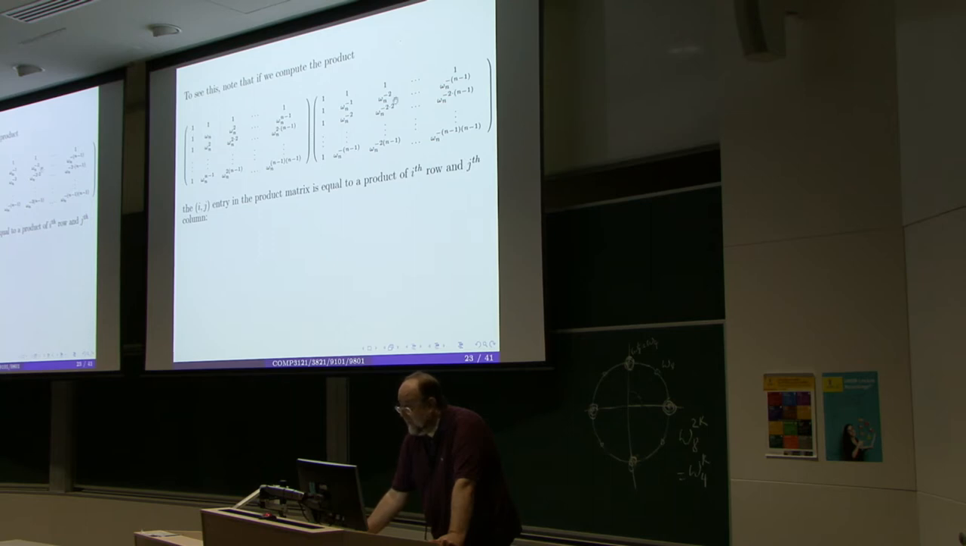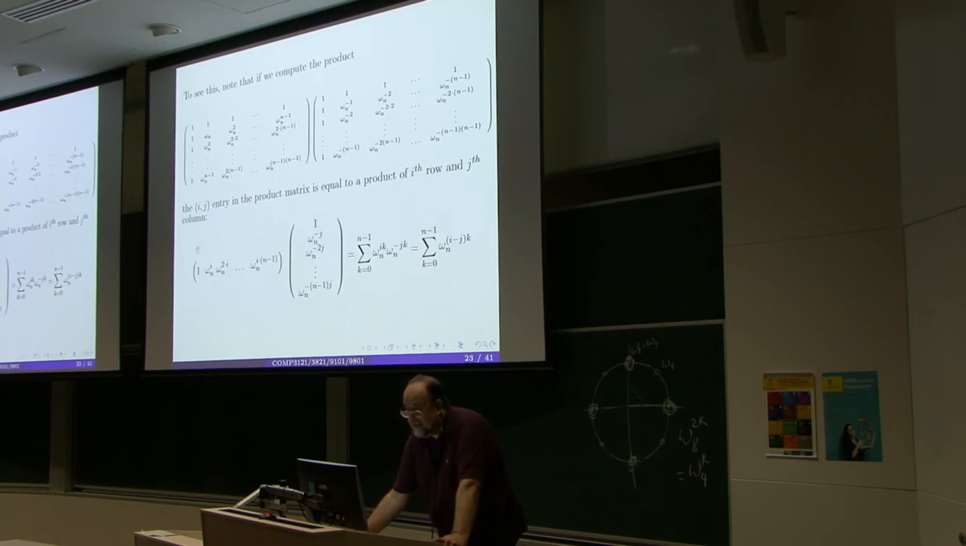What is the entry that corresponds to the product of the ith row with the jth column? So the entry ij in the product matrix. Here is the ith row, here is the jth column. If I multiply term by term, we get the sum of omega n to the power i times k times omega n to the power minus j times k. You can, of course, put this product as a single exponent, omega n to the power (i minus j) times k.